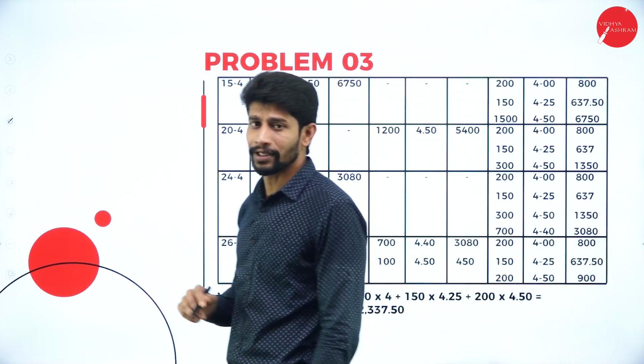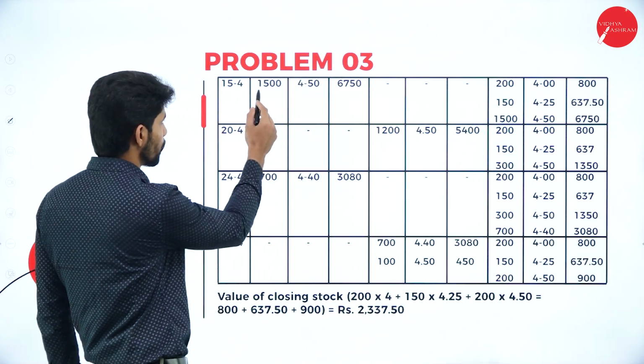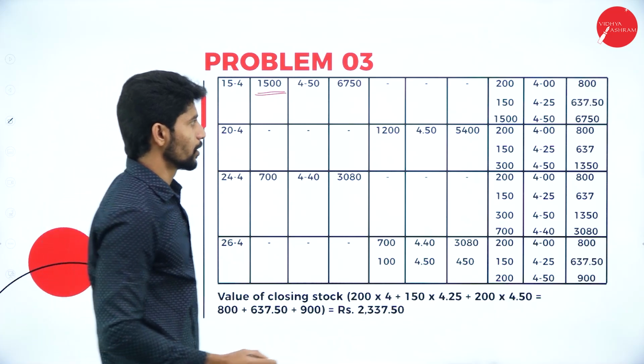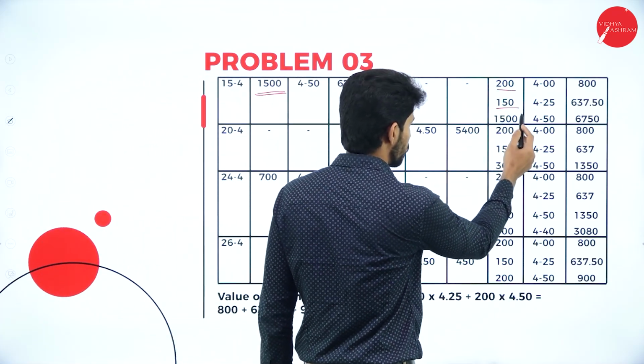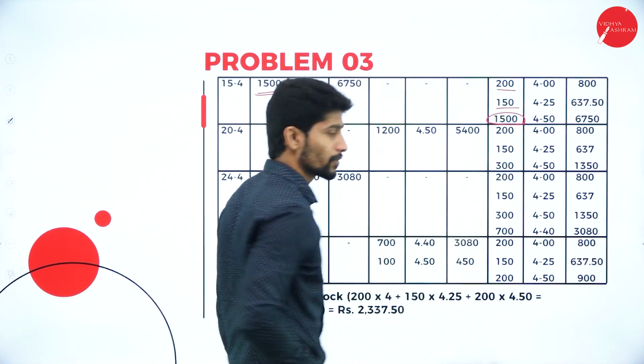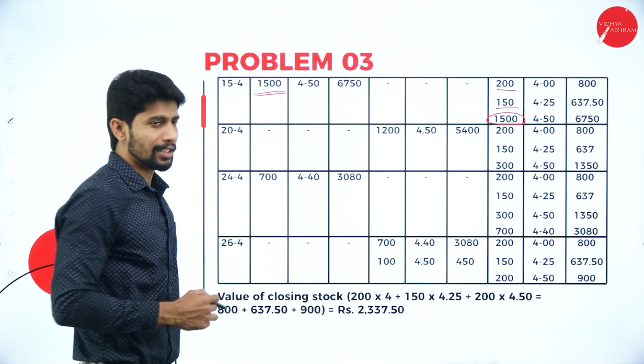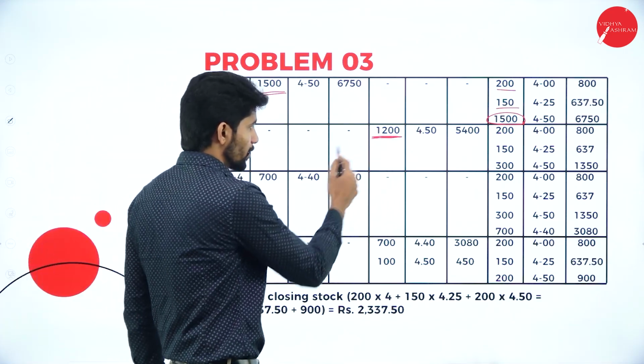So what is the entry for 15th April? On 15th April they purchased 1500 units. So now write 200, 150 and the recently purchased 1500 units. Next, on 20th April they sold 1200 units.